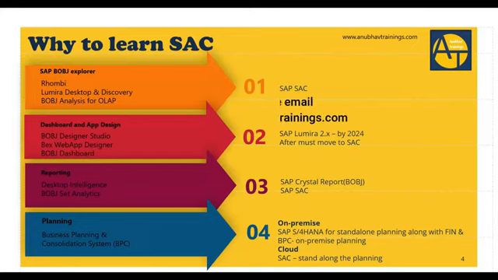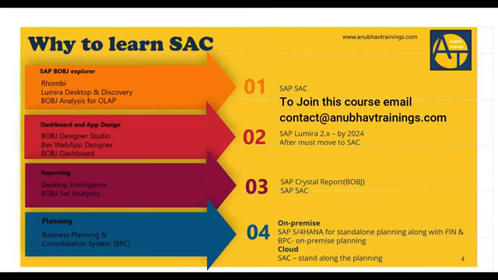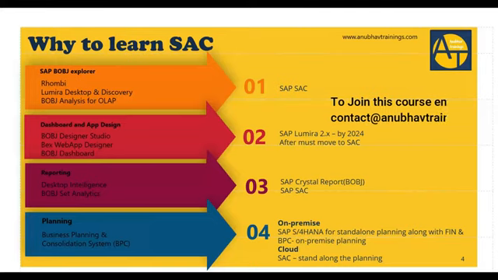You would certainly want to make a smart move towards Analytics Cloud. So if you are using SAP BusinessObjects Explorer or solutions like Lumira Designer, Lumira Desktop and Discovery, or BOBJ Analysis for OLAP, for data analysis and data wrangling, you have to move to Analytics Cloud. If you are using BOBJ Design Studio, BEx Web Application Designer, or BOBJ Dashboards for dashboard and application design, you have the option to go to SAP Lumira 2.0, which is maintained up to 2024. And eventually after that, you have to move to Analytics Cloud for dashboard design.